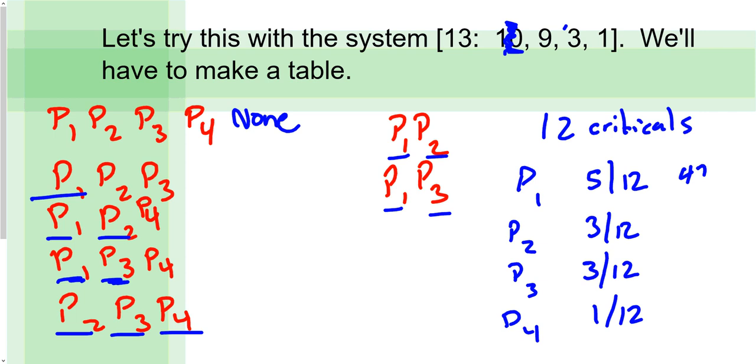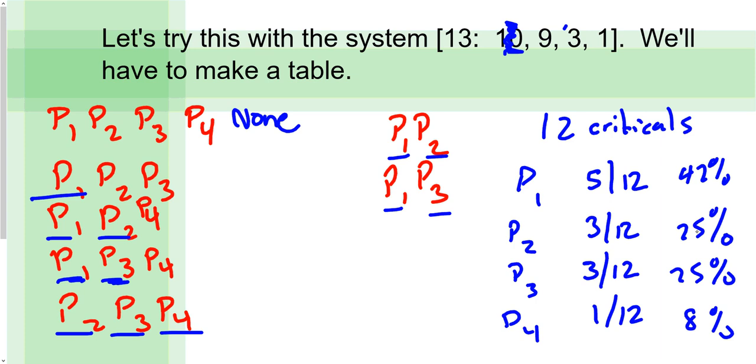So 42%, 25, 25, 8%. In other words, what this basically says is that P1, when they cast their vote, is going to be a deciding vote 42% of the time. Their vote becomes necessary 42% of the time. That means that's a good power. Whereas P4, only 8% of the time will it be a deciding factor. Okay? That's really how this gets done.